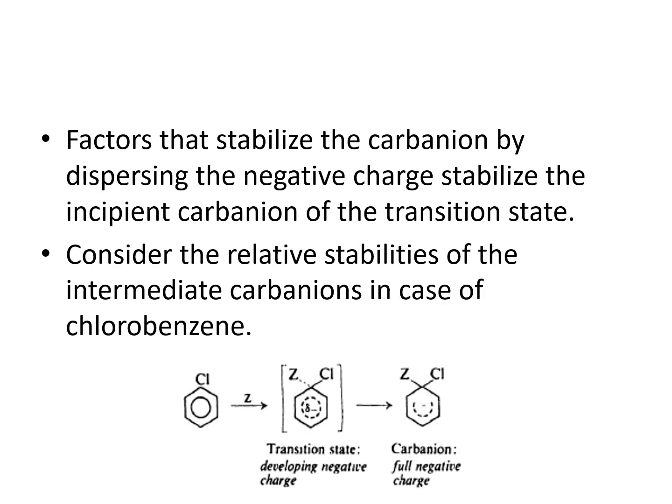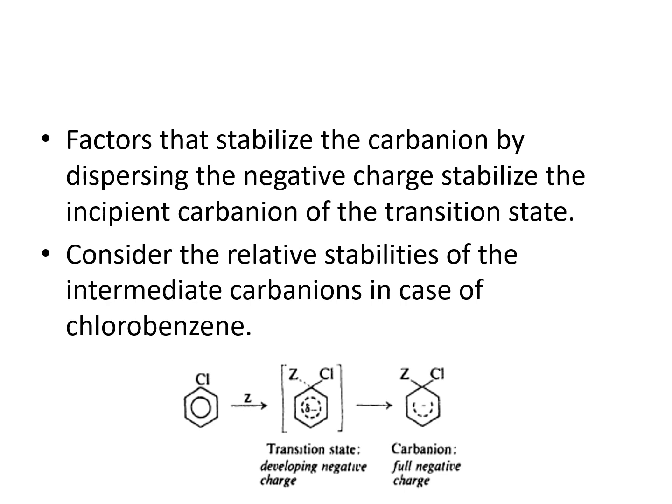Factors that stabilize the carbanion by dispersing the negative charge stabilize the incipient carbanion of the transition state. So you know that any factor that can disperse the charge, whether it may be positive or negative depending upon the reactions. So here in this case it is carbanion that is formed, negatively charged carbanion. So any factor that can disperse this negative charge may stabilize this carbanion.